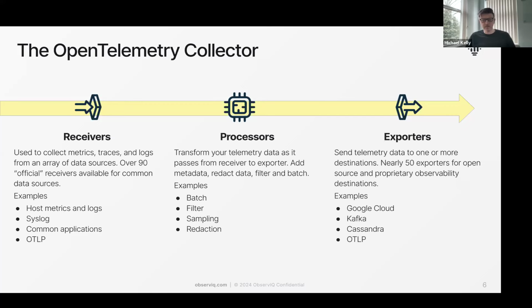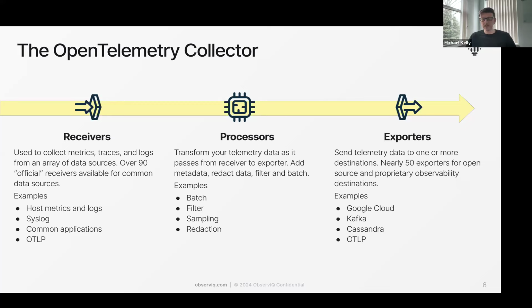Processors let you transform the data. That can range from redacting data and filtering to sampling, and also batching it to make it more efficient and compressing the data as it's passing through, and more. Anything that you need to do with your telemetry once it's within the collector is typically done by a processor. And then exporters are pretty straightforward.